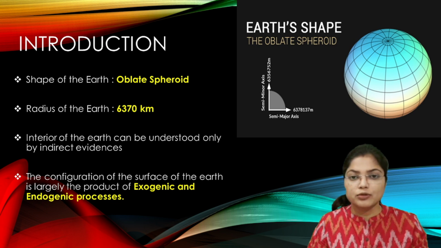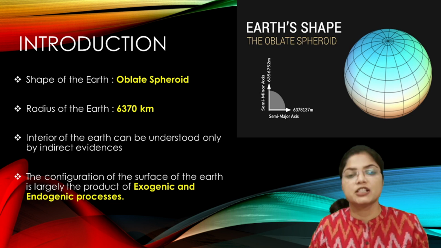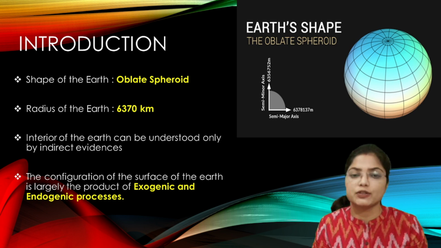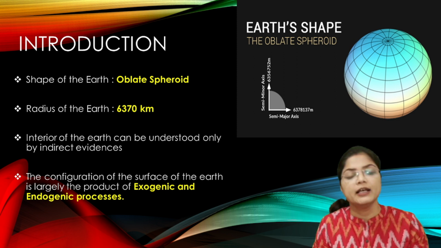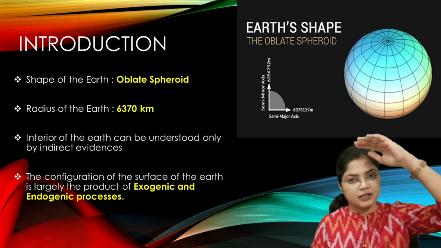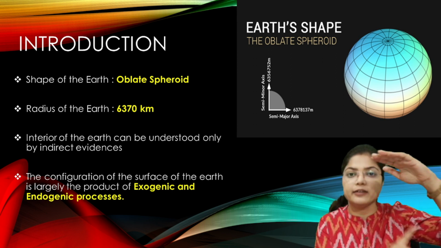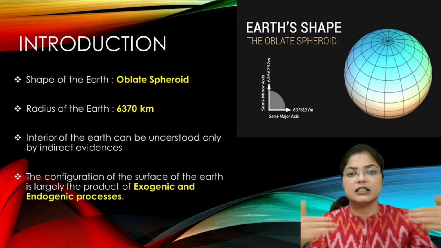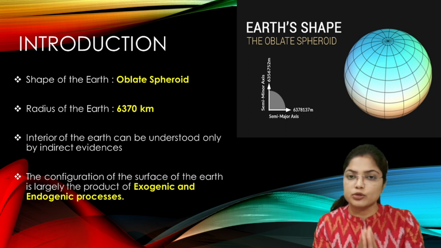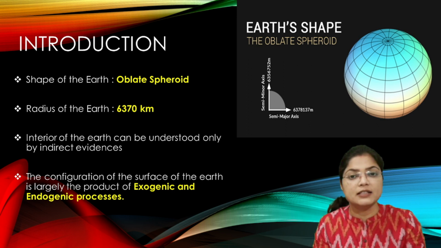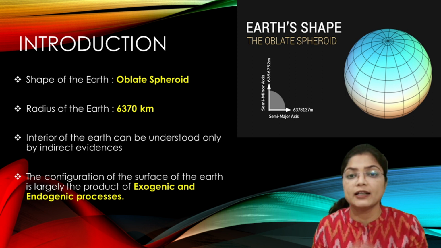So first we should know what is the shape of the earth. The shape of the earth is oblate spheroid. Oblate spheroid means it is flattened at both the poles, at north pole as well as south pole. It is flattened at both the poles and at center it bulges out. That's why it is known as oblate spheroid, means it is spherical but not totally round.